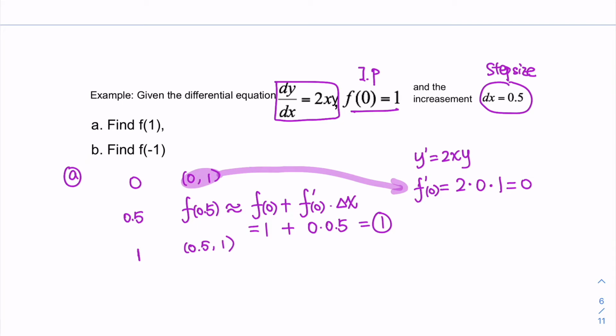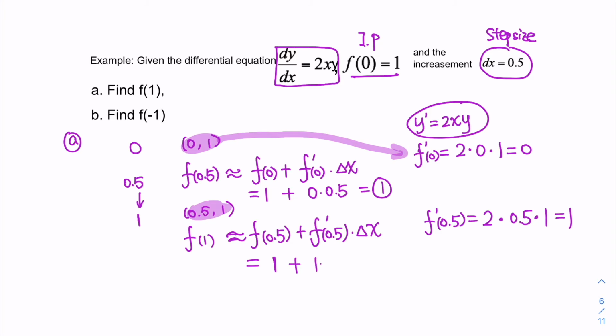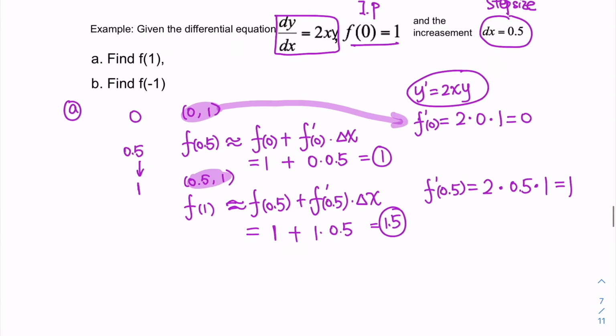y value is 1. From here, we are going to evaluate f(1), which is the f(0.5) approximation plus the derivative times delta x. f(0.5) gives us 1, and the derivative at 0.5 equals 2. We are going to use this differential equation again. x now is 0.5 and y value is 1, which gives us 1. 1 times 0.5 is 0.5, so 1 plus 0.5 is 1.5. This is our final answer for part A.